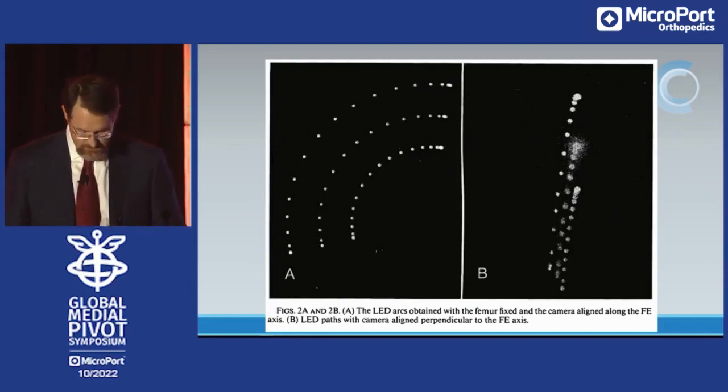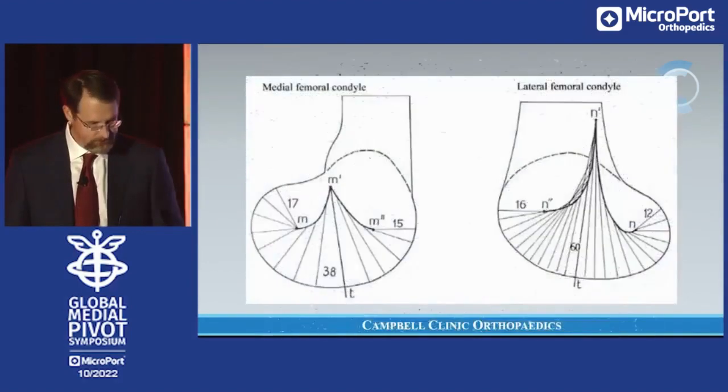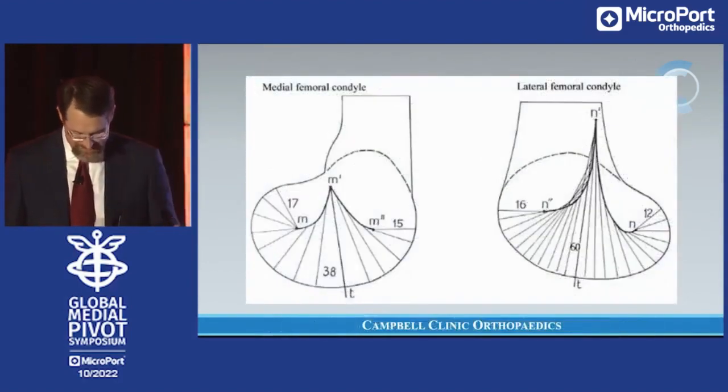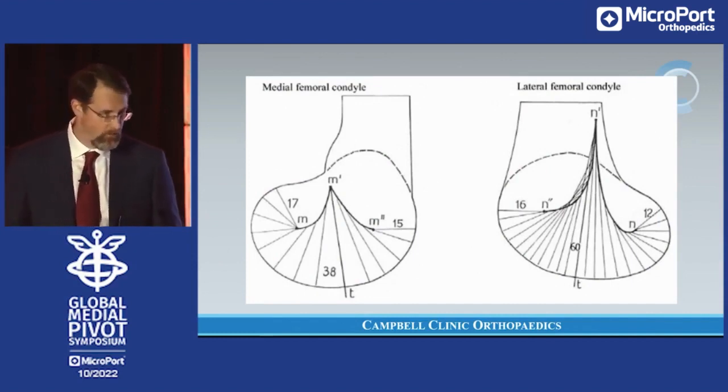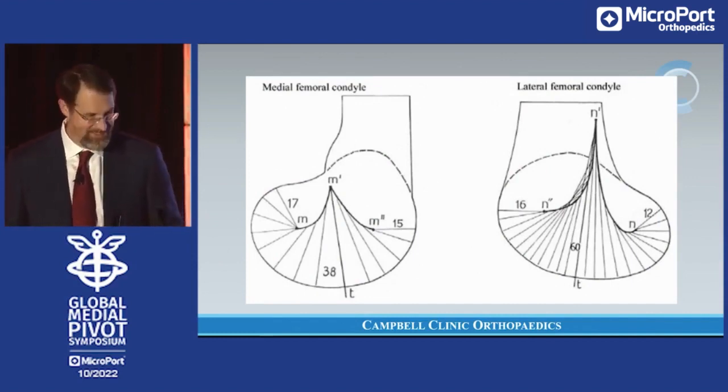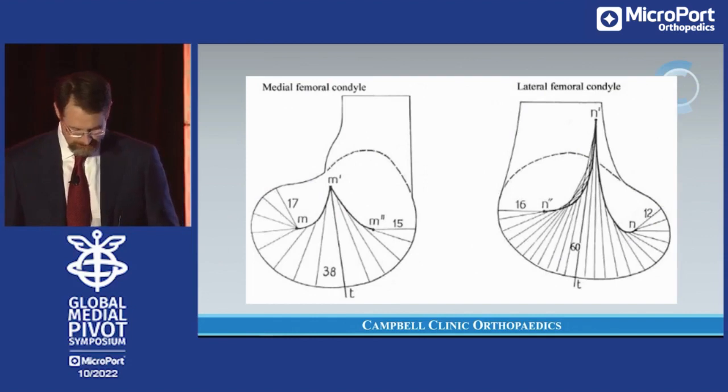On the left here, you can see the cameras in plane with the flexion extension axis, making a perfect circle. And then to the right, you can see the cameras perpendicular to the axis, making a straight line. And so this proved that the knee did not actually have a J curvature with multiple radii, but instead it had a single radius of curvature.